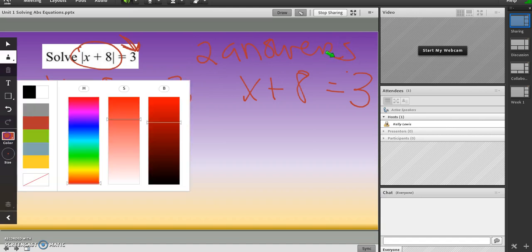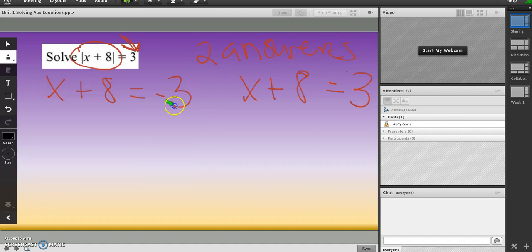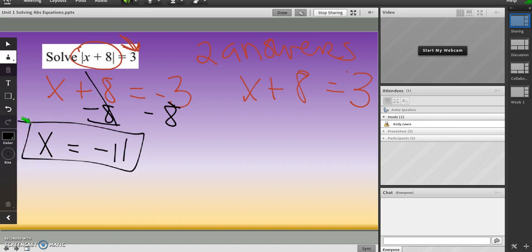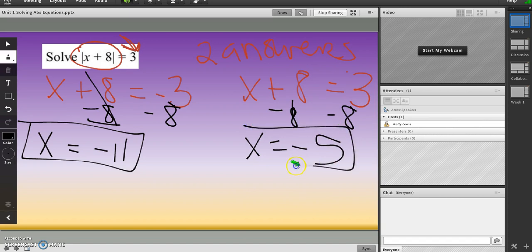So negative 3 is a regular number, so we're going to move this 8 over, and we're going to subtract. And so negative 3 minus 8, you owe me $3, you owe me $8, so you owe me $11. And over here, let's subtract 8 again. 3 minus 8, negative 5.